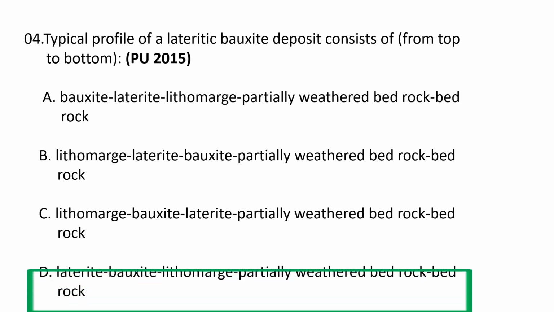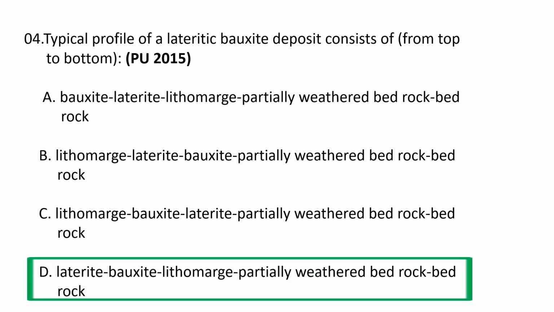So the correct option is D. Laterite, bauxite, lithomarge, partially weathered bedrock and bedrock. So a typical profile of a lateritic bauxite deposit from top to bottom consists of laterite, bauxite, lithomarge, partially weathered bedrock and bedrock. The sequence reflects the stages of rock weathering and the accumulation of aluminium rich materials. So D is the correct option.